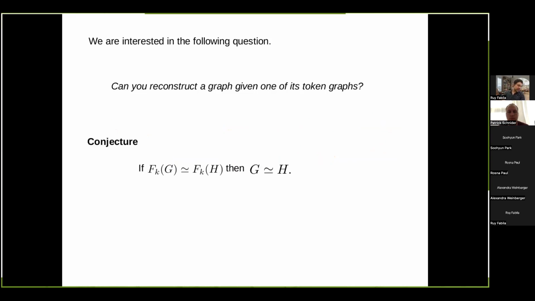And the conjecture that we have is that if you have 2 token graphs that are isomorphic, then the underlying graphs have to be isomorphic. That will mean that you can reconstruct it, that it is uniquely determined by the underlying graph. And so we are working in this direction, trying to prove that conjecture.